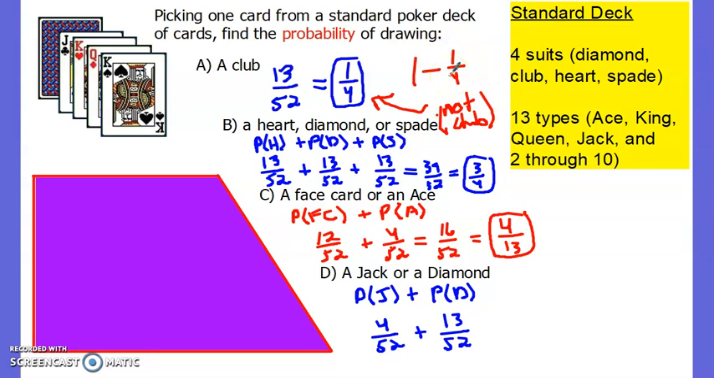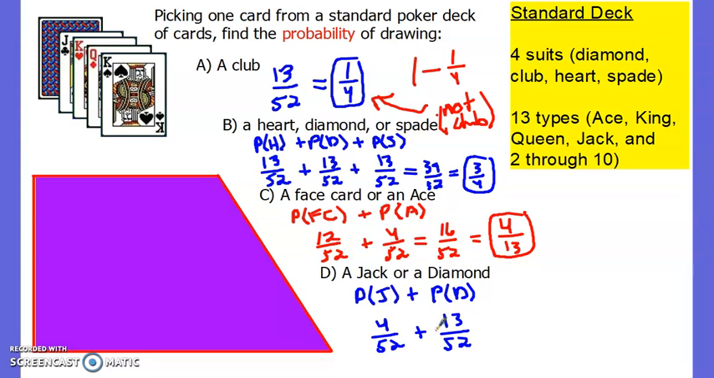Down here at the bottom, part C, the face card or an ace. Well, this time, there's 12 face cards. There's 4 aces. Basically, there are 16 cards out of the 52 cards that we're okay with. Again, or means add. But now, in that case, you've got to be a little bit careful. Think about this idea down here at the bottom. If we want to draw a jack or a diamond, well, there are 4 jacks in the deck. There are 13 diamonds in the deck.